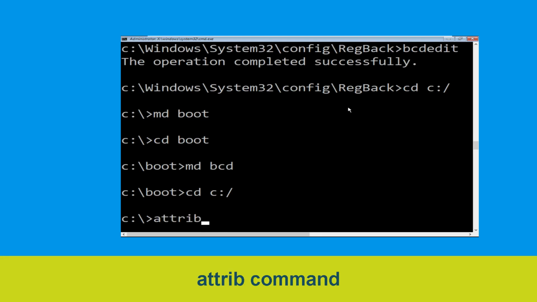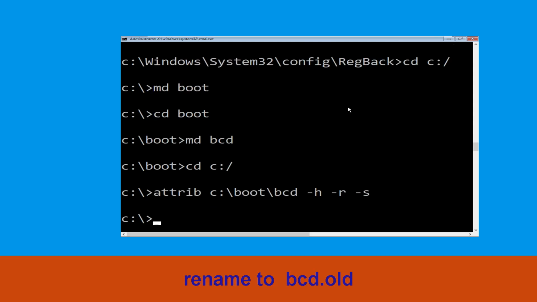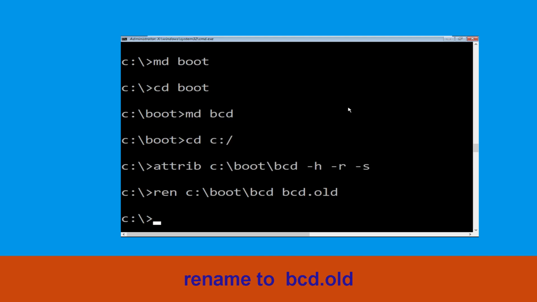Now execute this command. Type attrib c:\boot\bcd -h -r -s and simply hit enter. Now type ren c:\boot\bcd bcd.old, then simply hit enter to execute this command.